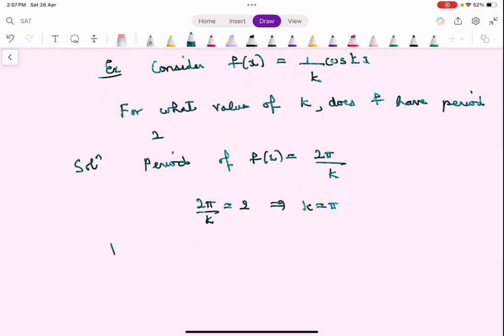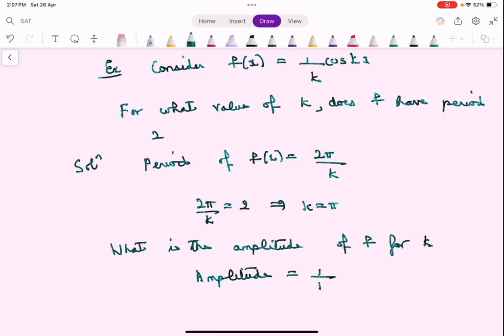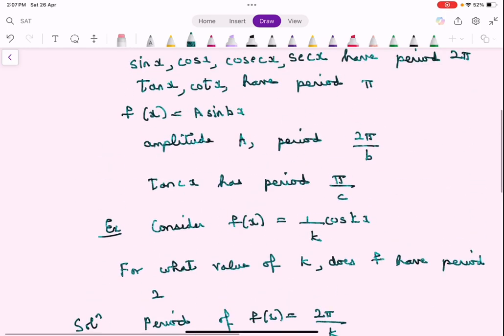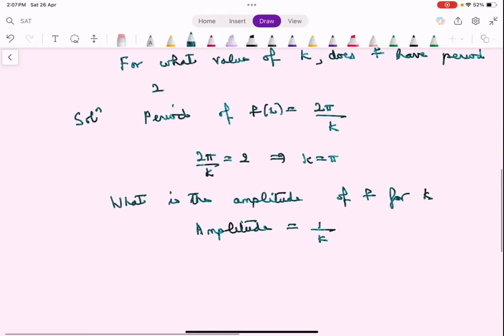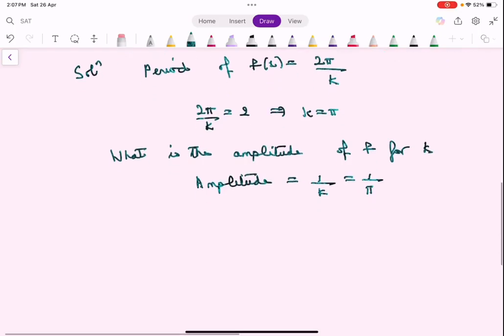Coming to the next question, in the same f of x, what is the amplitude of f for this k? Now the amplitude is 1 by k, that we saw here, that the amplitude is a. So in this case, the amplitude for 1 by k cos kx is 1 by k, and that is 1 by pi because k equals pi. Okay, let's go to the next question.